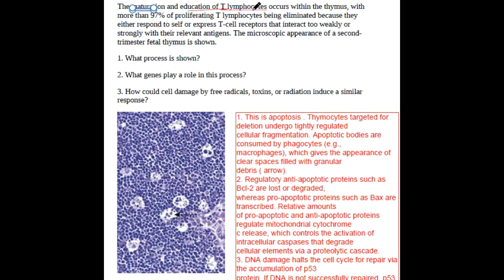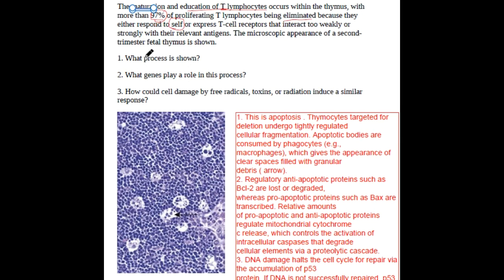Maturation and education of T lymphocytes occurs within the thymus, with more than 97% of proliferating T cells being eliminated because they either respond to self or express T cell receptors that interact too weakly or too strongly with their relevant antigens. The microscopic appearance of a second trimester fetal thymus is shown here. So those self-reactive T cells are being eliminated.